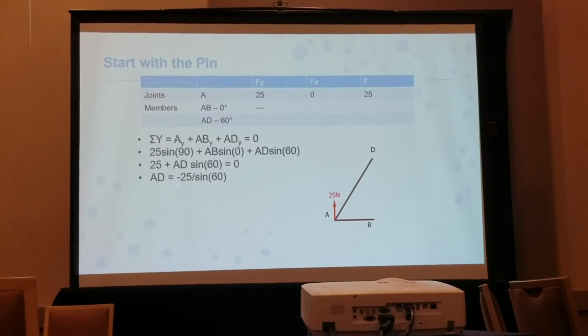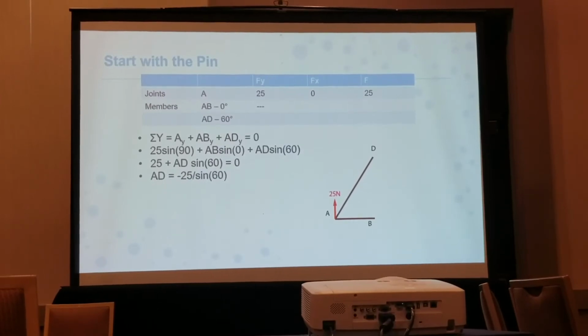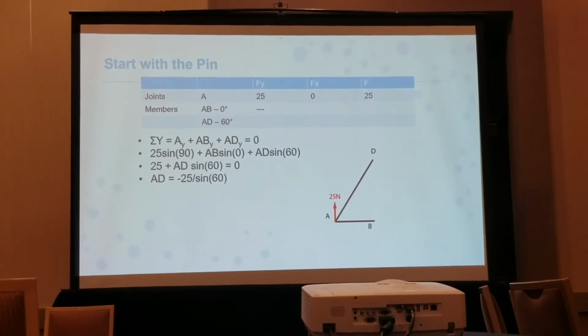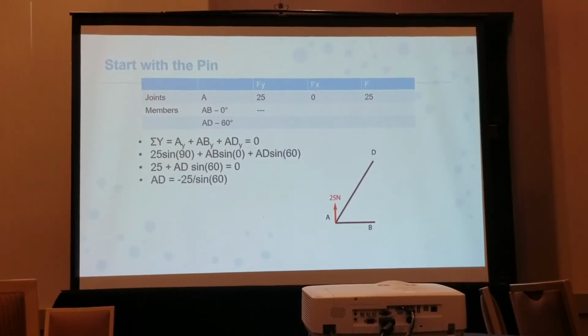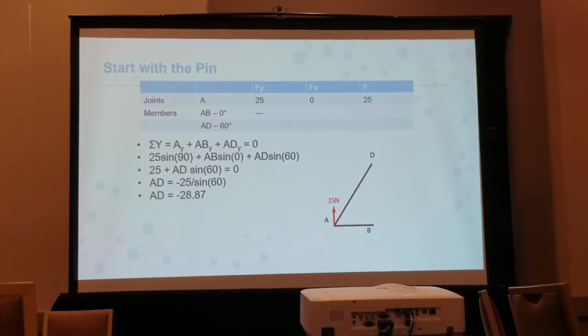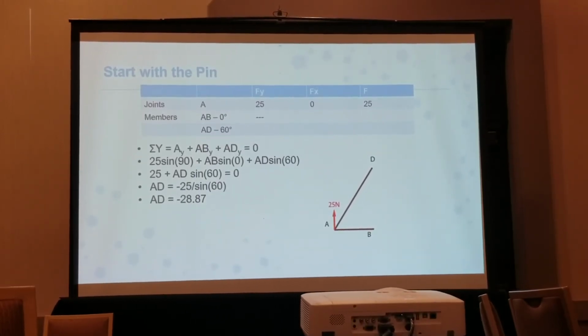And notice, this is AD. This is not AD sub y. This is not AD sub x. This is AD. Your kids will get goofed because they're thinking that they're solving for AD sub y. No, you here are solving for AD, just AD. So AD equals negative 28.87. That is the magnitude of the full force in AD.